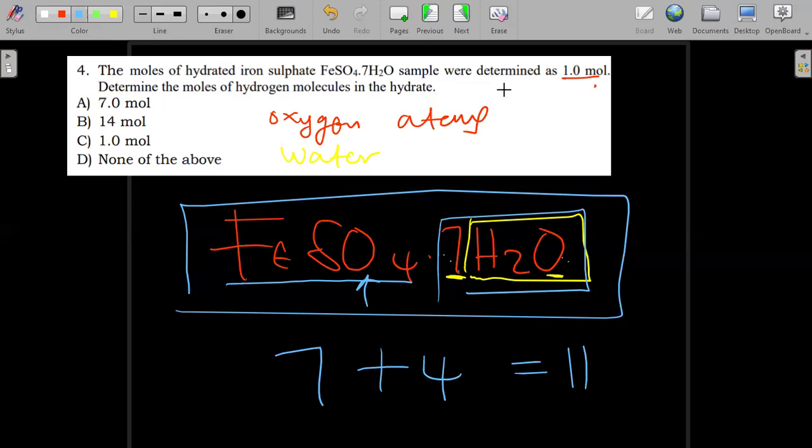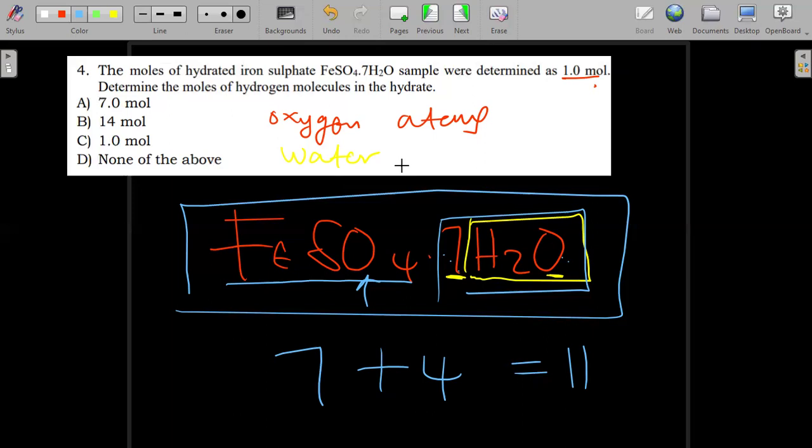Sir, on the oxygen, since we're counting the number of moles, isn't it supposed to be 7 plus 1? Yes, since there's only one ferrous sulfate, there's only one molecule, and then 4 atoms of oxygen. No, you are counting the atoms.